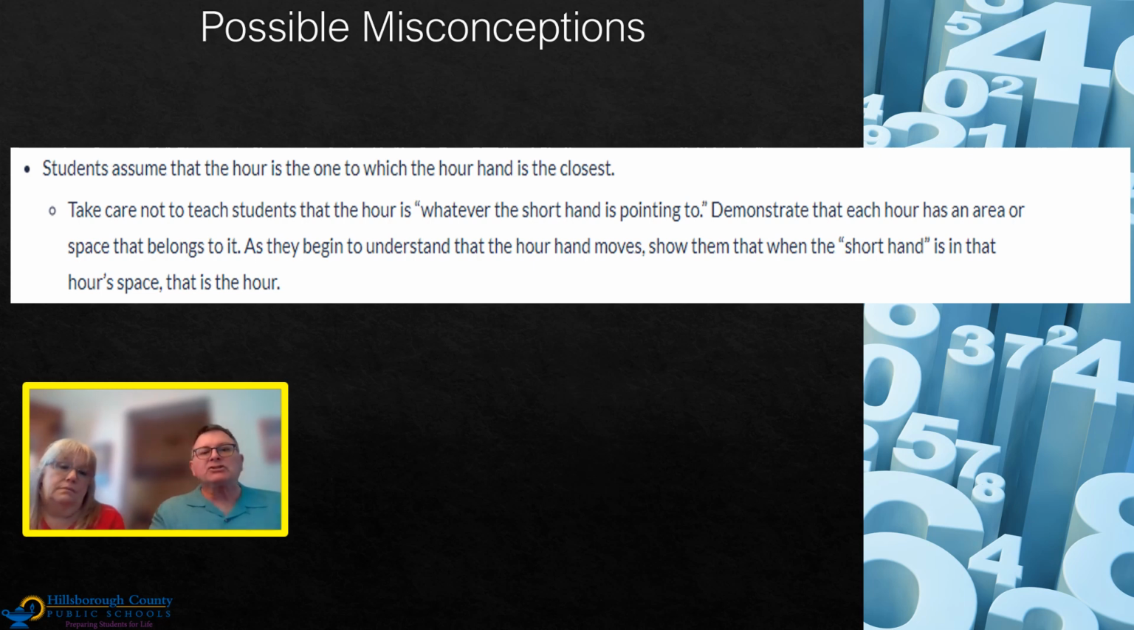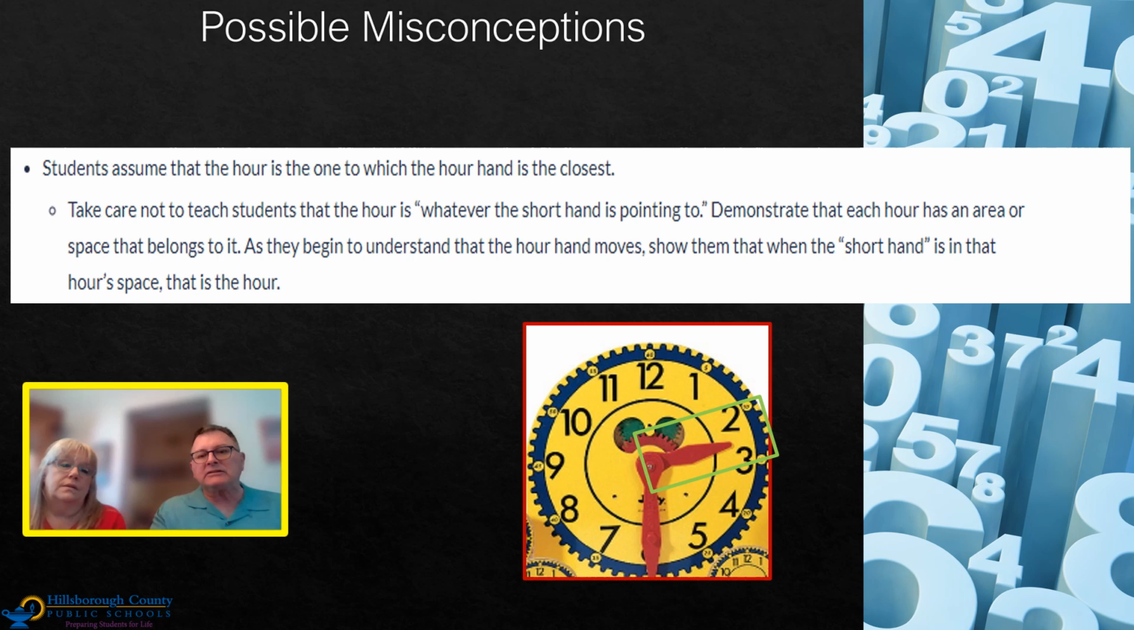Right. So if you take a look here at this clock, you see that rectangle there. That entire rectangular area is showing which hour? The 2 o'clock hour. So anything between the 2 and 3 is 2 something until it gets to 3 o'clock. So that's something important for students to see.